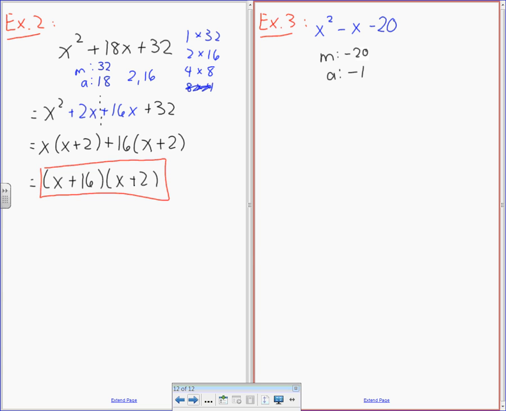So what I'm going to do is write out all my factors of 20. I'm going to say 1 times 20, 2 times 10, 3 doesn't work, 4 times 5, and 5 times 4 I'm going to get rid of.